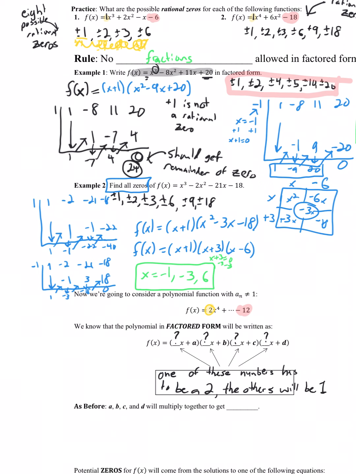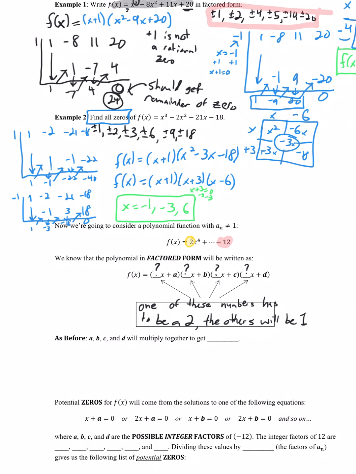It follows the same rule as the constant term, where all those leading numbers have to multiply together to get us a result of 2. So one of them will be 2, the rest will all be 1. And then as before, A, B, C, and D are going to multiply together to get us negative 12.